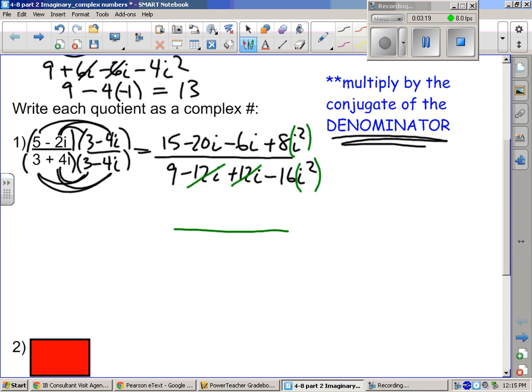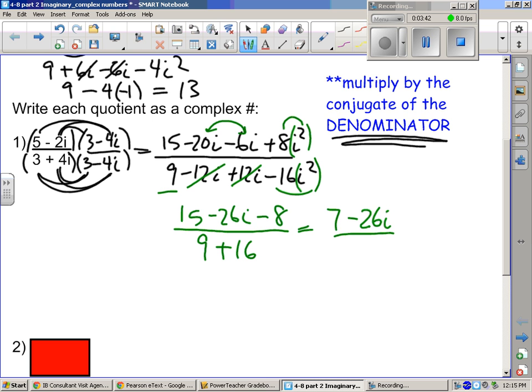So on the top, I've got 15. These two can go together as negative 26i. This is negative 1 times 8. It's negative 8. Then I have 9. This is negative 16 times negative 1. So that's positive. So 15 minus 8 on the top is 7. And you have your minus 26i. 9 and 16 is 25.